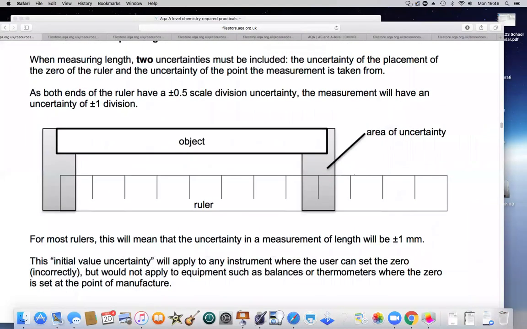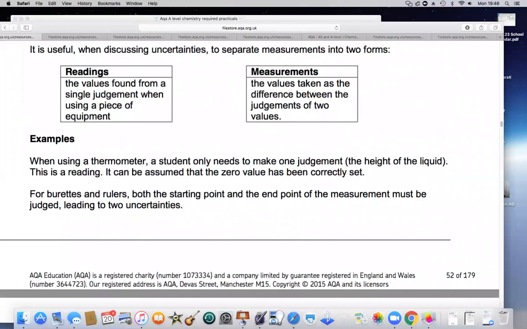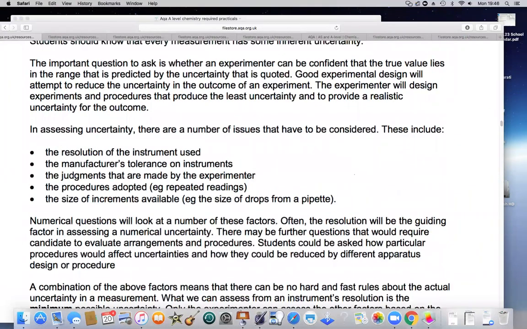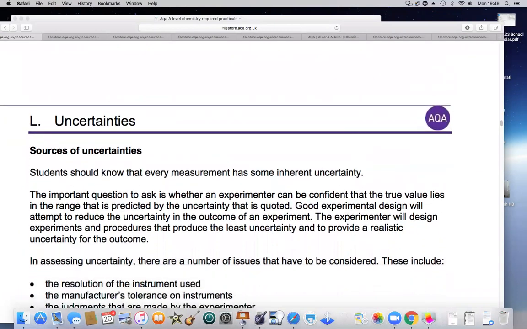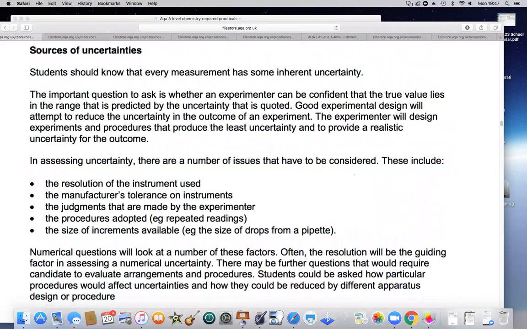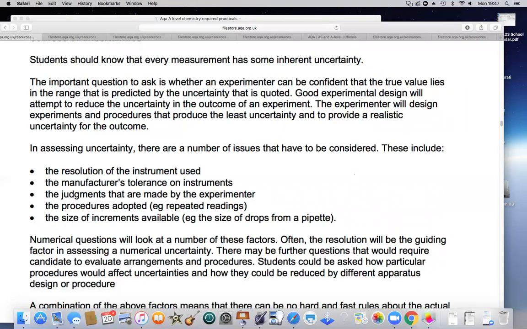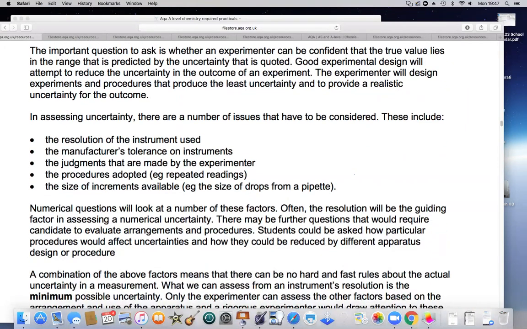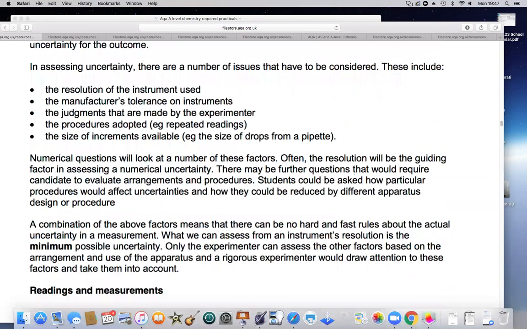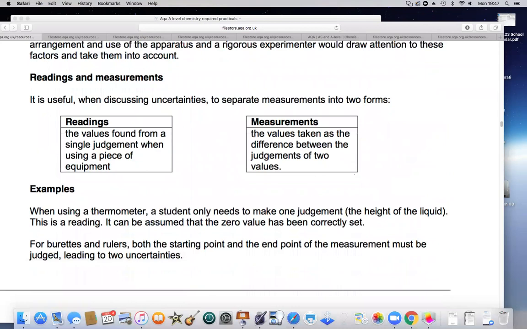So just move back up a bit for a moment. Okay, so it starts on page 52 of this document. Every piece of apparatus has some uncertainty. Sometimes it tells you what the uncertainty is on the apparatus. Sometimes you need to determine it yourself. The good news is, in the exam, they're quite kind to you, in that they make life a little bit easier for you in general. We'll see what that means in a minute.